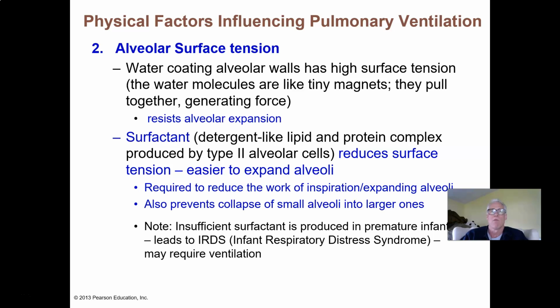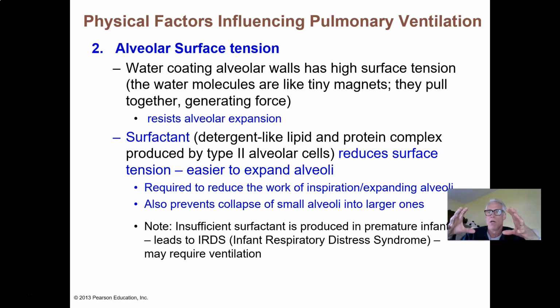The alveoli do not want to expand. The water molecules want to pull them downward. They add to the elastic recoil properties. In order to help overcome that surface tension effect, we have some surfactant dissolved in the water on the surface of the alveoli, and it helps overcome the attractive forces between the water molecules, making it easier to expand the alveoli. It also prevents the collapse of small alveoli into larger ones.